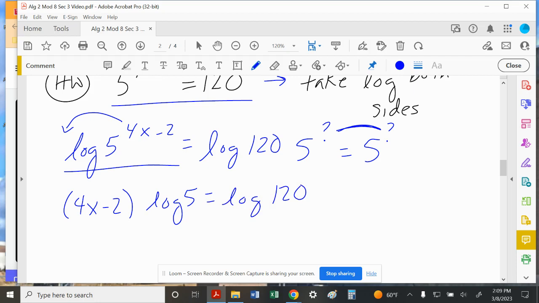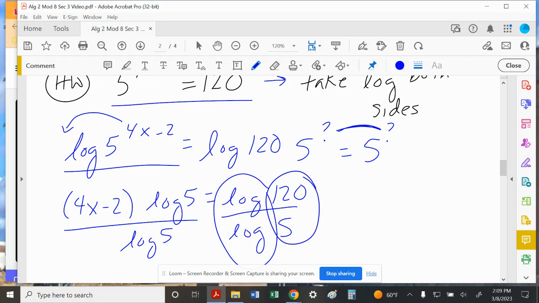Okay, I'm trying to get x by itself. So to get x by itself, I'm going to divide both sides by log 5. Now, some people have tried to cancel this log or try to cancel these numbers. Can't do that. Because remember, log 120 is one thing. It's one number. And so I can't do that. But log 5 I can get rid of. So then I have 4x minus 2 equals log 120 over log 5.